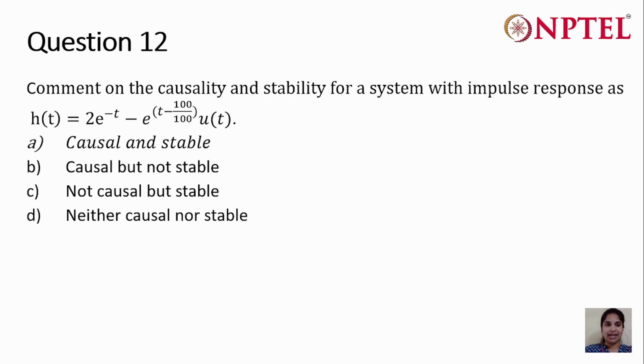So we are in the last question for today. Comment on the causality and stability for a system with impulse response as follows. I think it's option B. Okay. Let us wait for 2 more minutes.